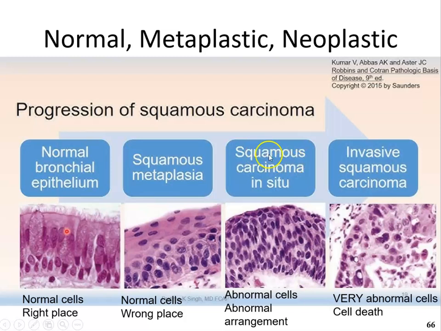You can have squamous carcinoma in situ next. This is where you develop abnormal cells in an abnormal arrangement. You can see very much different than the original bronchial epithelium here. And then it can progress to invasive squamous carcinoma, where you have very abnormal cells and you start to see areas of necrosis or cell death. That's what these clear areas are.